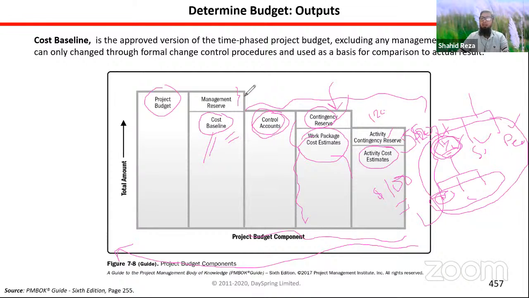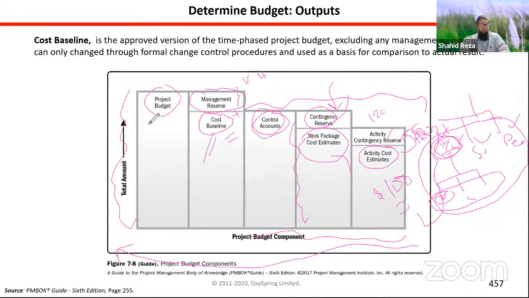In government projects in Bangladesh, generally 1% or 2%, maximum 2% of total budget is kept as management reserve. If any adverse situation happens, any act of God happens, which is not manageable or not forecasted, that situation can be handled from this reserve. So when we are adding cost baseline plus management reserve, then you are getting actually project budget.